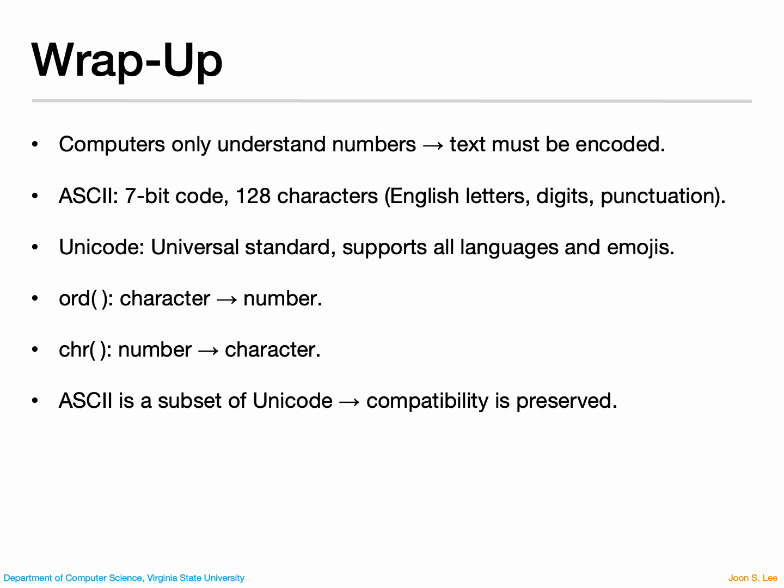In Python, the functions ord and chr let us move back and forth between characters and their numeric codes. So the big takeaway is, whether it's the letter A, a Chinese character, or an emoji, it all comes down to numbers underneath. ASCII gave us the starting point, and Unicode makes text truly universal. As you continue coding, remember, text isn't magical. It's numbers in disguise, and you now know how to work with those numbers directly.